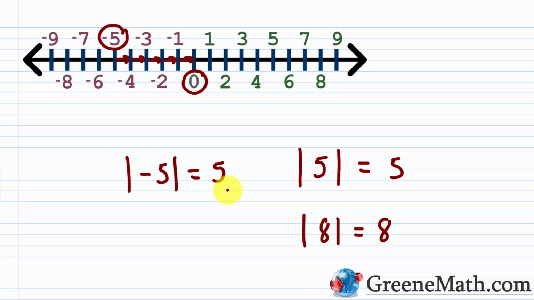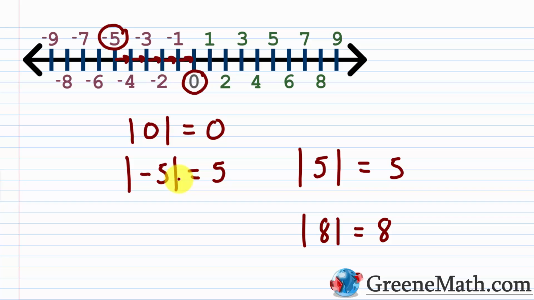If I took the absolute value of 0, I would get 0. And that's because 0 is 0 units away from itself on the number line. So the main thing to understand here is that the absolute value operation is always going to give you a result that is non-negative. So 0 or positive, okay? Very important to understand that because it will come up later on in the lesson.